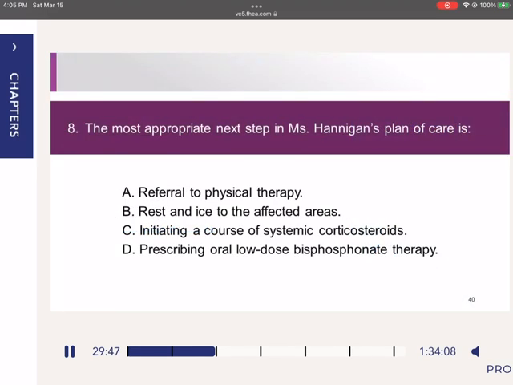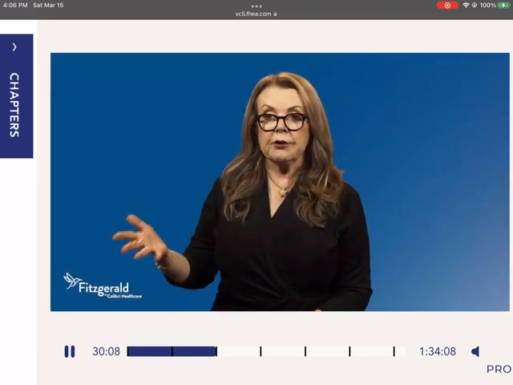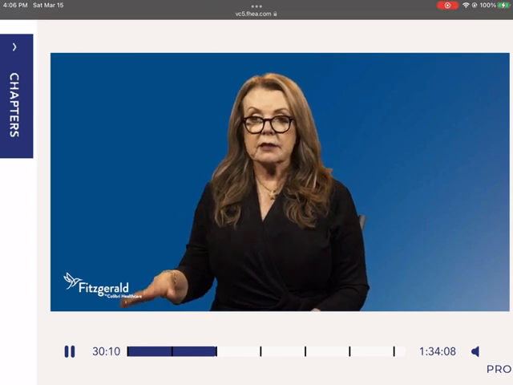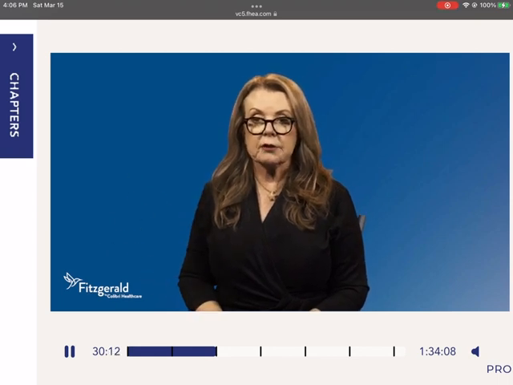The most appropriate next step in Ms. Hannigan's plan of care is to A, referral to physical therapy, B, rest and ice to the affected areas. C, initiating a course of systemic corticosteroids. D, prescribing low-dose bisphosphonate therapy. Bisphosphonate would be a drug like alendronate, Fosamax, or something along those lines.